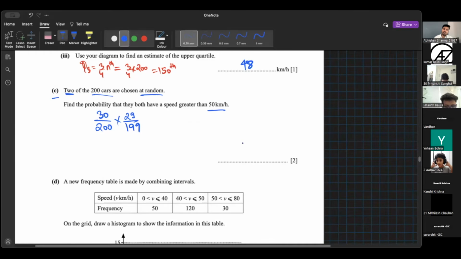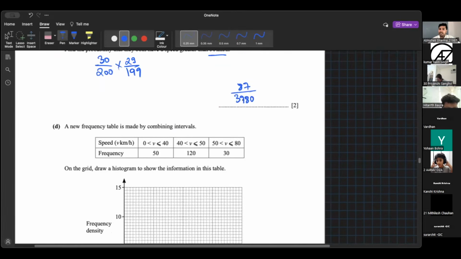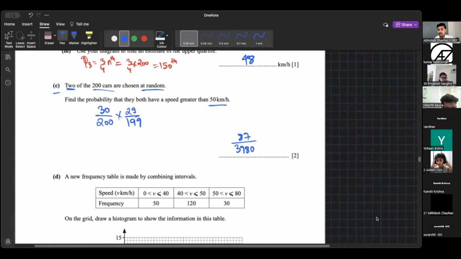Why 199? One car is reduced. Yes, because one car is already selected in the first pick. So the total number of cars is reduced by 1. So 87 divided by 3980 is the answer. Any questions in this? Any doubts? No. Okay, let's move on to the next part.